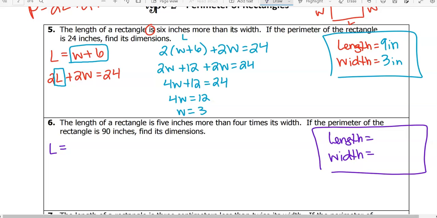Good. 5 plus 4W. Could you also say 4W plus 5? With adding, it's okay. You can go either way. 5 inches more than 4 times its width, so I'm going to do 4W and then plus 5. 4 times its width and then 5 more inches. The perimeter is 90 inches. So if I do my 2 lengths and my 2 widths together, it needs to equal 90 inches.